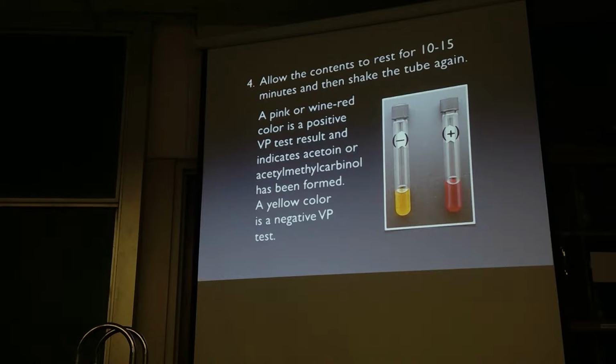Okay, after you've done that, after you've set up your Voges-Proskauer test, the next thing you're going to read is the results for the methyl red test. The methyl red test, you're going to be looking at the liquid that's left in the tube that you started with. Go to there. Here's our methyl red test. So all you're going to do is put methyl red indicator.